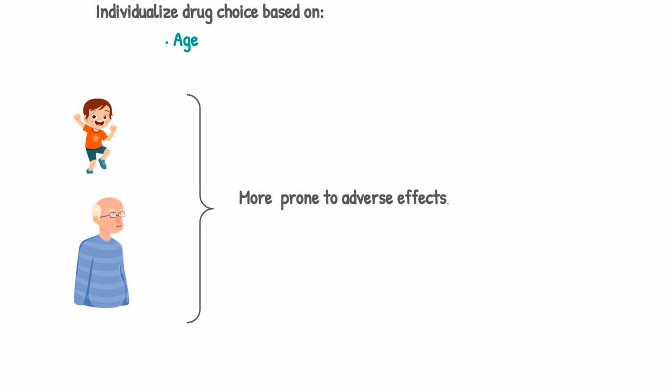Age significantly influences both pharmacokinetics and pharmacodynamics. Children and elderly patients are more sensitive to psychotropics and more prone to adverse effects. In older adults, drugs with anticholinergic effects, sedation, or orthostatic hypotension should be avoided whenever possible.